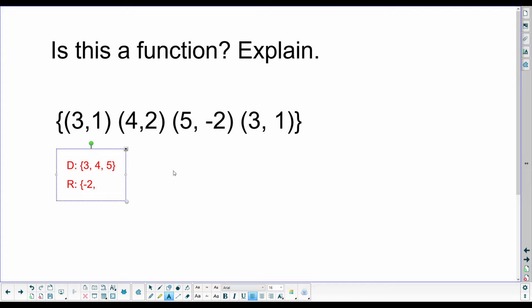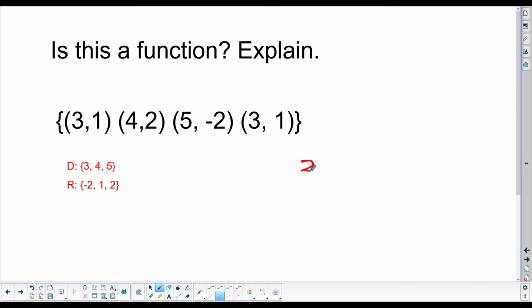And then 1, and then 2. And I notice that 1 shows up twice in my range. So is this a function? Well, I've got 3 here in the domain, right? That's listed twice. But when I look at what 3 is mapped to, what is 3 associated with?